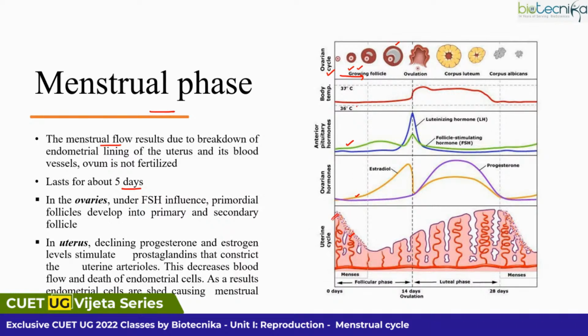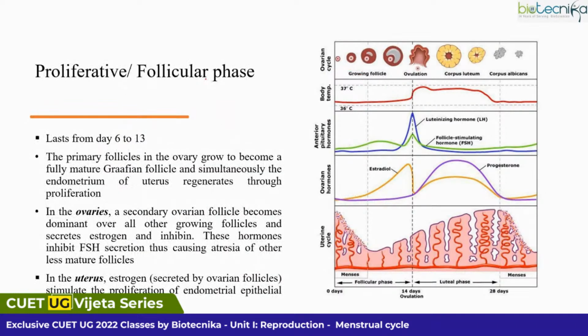If you talk about the body temperature of the female, it is around 36 degrees centigrade. So these are the characteristics of the first phase, that is the menstrual phase. After the menstrual phase is the proliferative or the follicular phase. The proliferative phase will last for around 6 to 13 days. So 6 to 13 is the follicular phase.